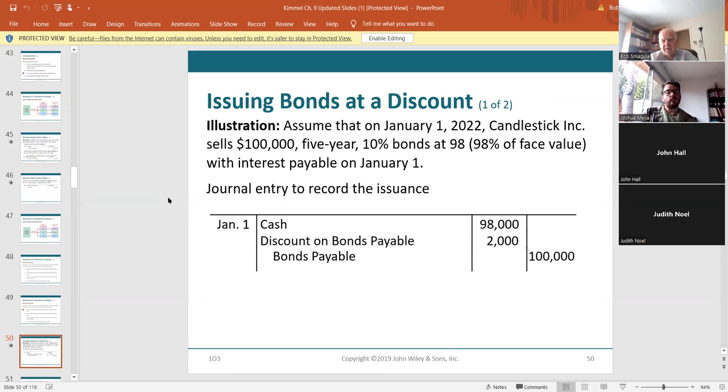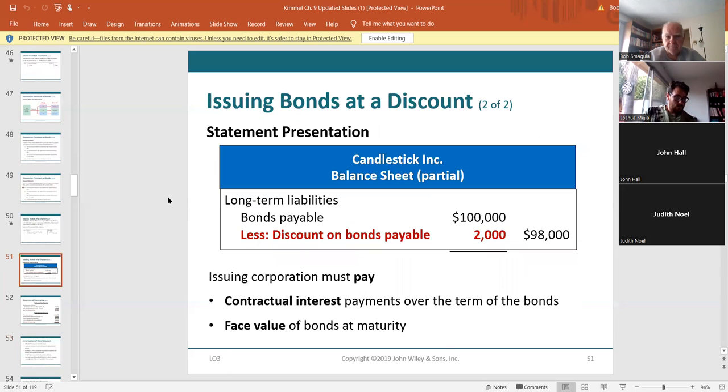So at the end of this deal, we only got 98,000 in cash, but on the back end, we have to pay the full 100,000. And that bonds payable number there is never going to change. What will change is the carrying value. And they're just showing you how it looks on the financial statements. This is pretty typical: bonds payable, 100,000, less the discount, 98,000 to start.